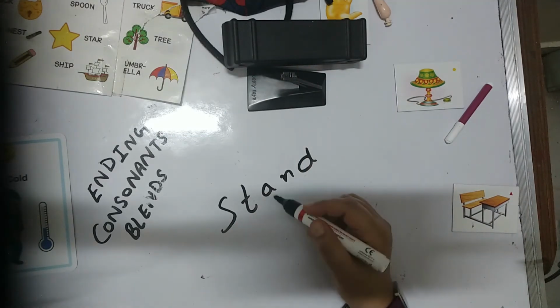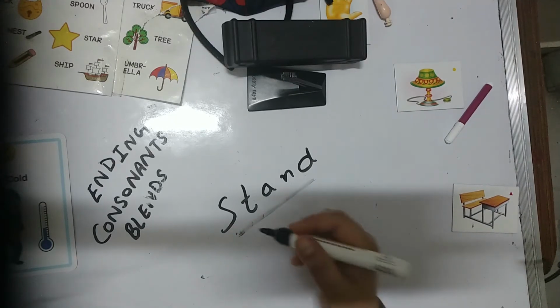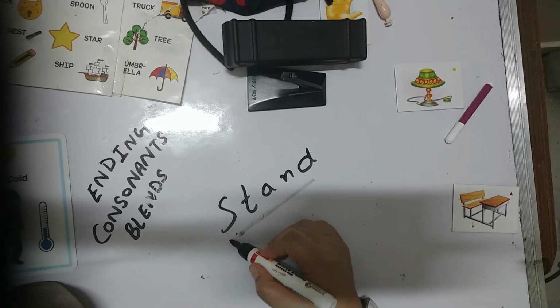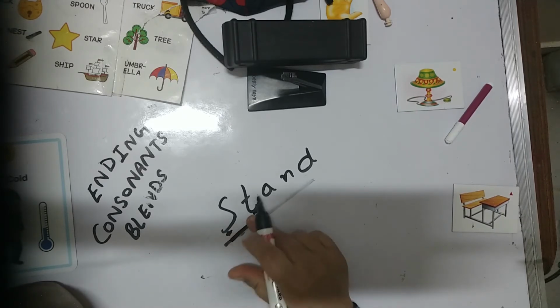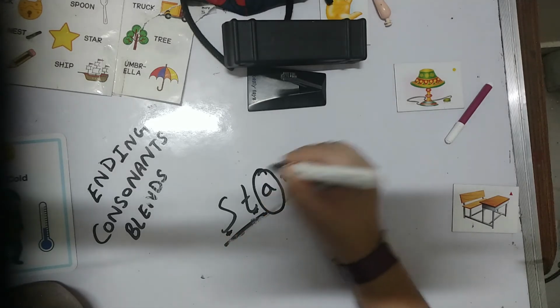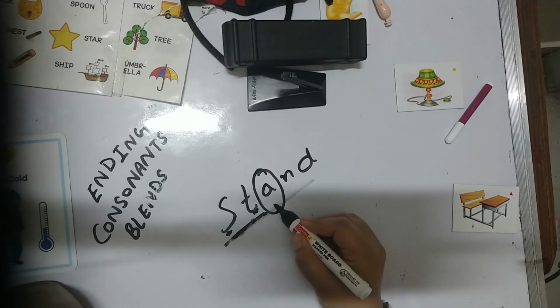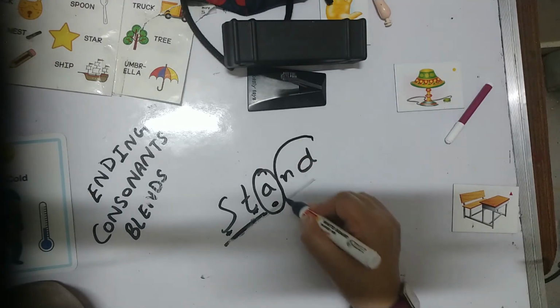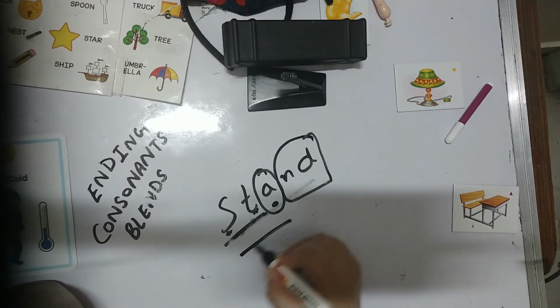So now when this kind of word comes into the picture, what we have to do is, suppose these two consonants, the child needs to say the sounds of these two consonants together. Suppose here we have a vowel, then we need to join these two consonants with the vowel, and the last two consonants the child needs to say separately. Like for example, stand.